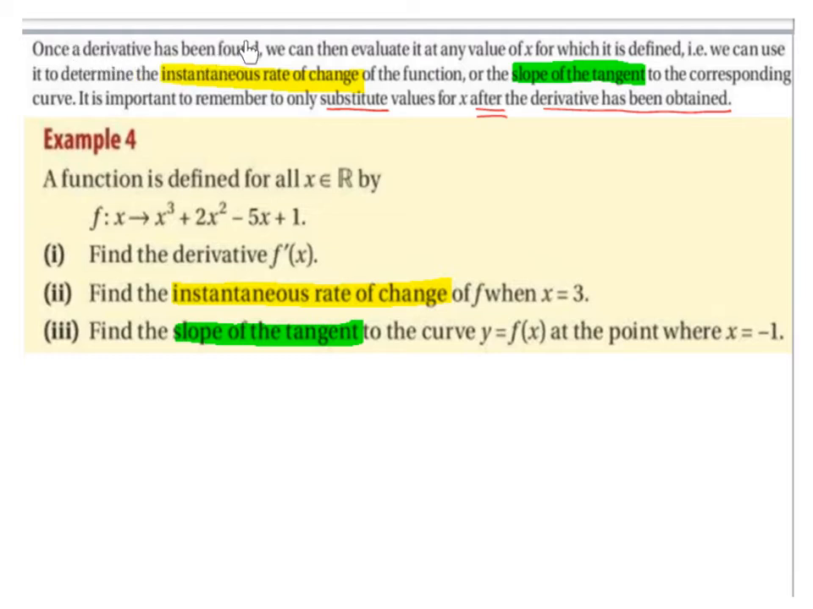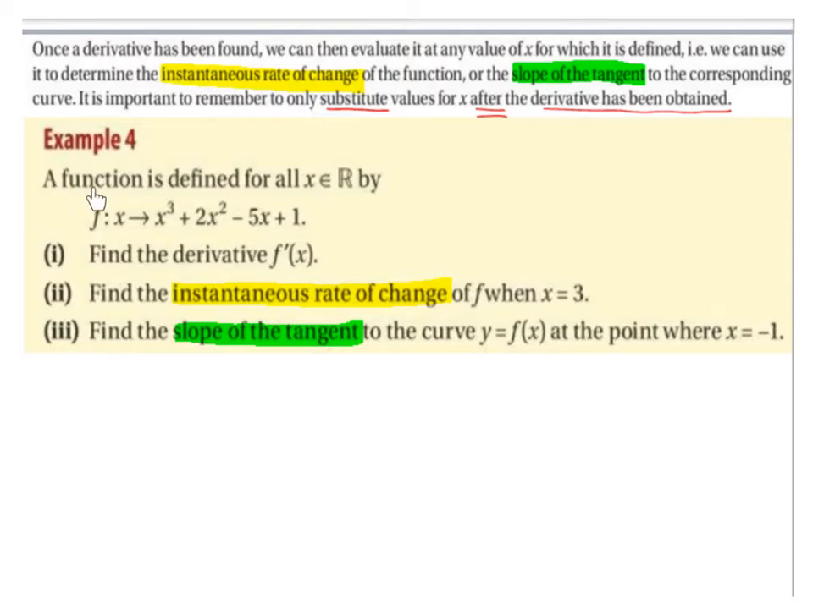Once a derivative has been found, we can then evaluate it at any value of x for which it is defined, i.e. we can use it to determine the instantaneous rate of change of the function or the slope of the tangent to the corresponding curve. It is important to remember to only substitute values of x after the derivative has been obtained.